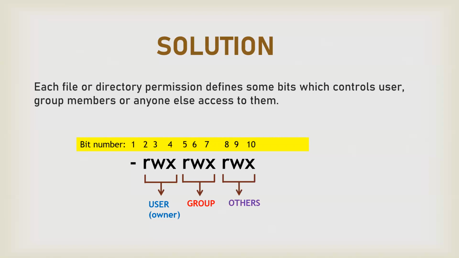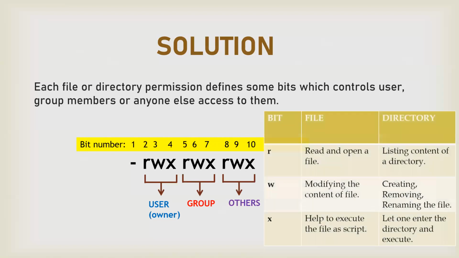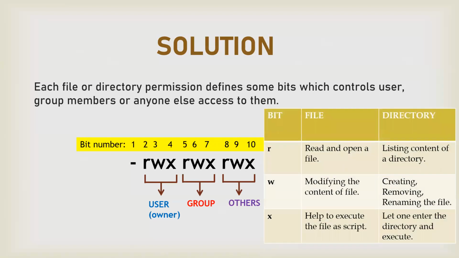This is just which bit controls which right. What are the effects? We need to understand them. If we find a read bit set or allowed for a particular file or directory, what does that mean? If a read bit is set for a file, that simply means you can open and read the content of the file. For a directory, that simply means you can list the content of the directory.